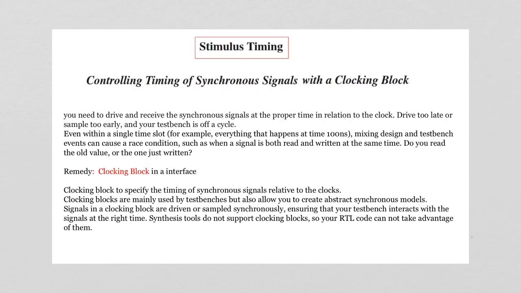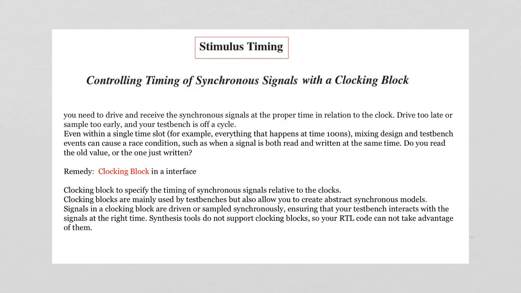Timing is mainly used in the case of synchronous signals. So whenever you are going to drive or sample the synchronous signals in an interface, when to sample, when to drive, what causes the system to work properly. If it is not working properly, there will be some race condition. How it is going to exist, we will see with an example.